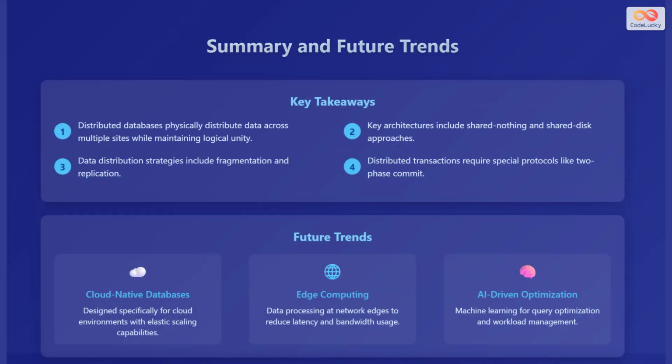So let's quickly summarize what we've covered. Distributed databases involve physically distributing data across multiple sites while presenting it as a single logical unit. Key architectures include the shared nothing and shared disk approaches. Data distribution strategies include fragmentation and replication, and distributed transactions require special protocols like the two-phase commit.